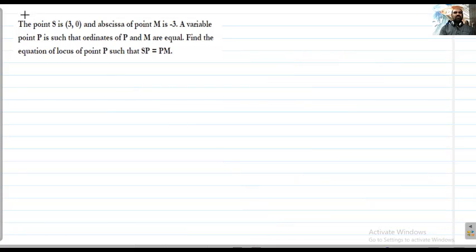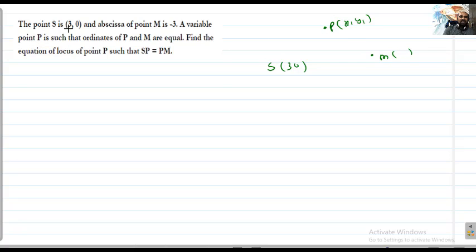Next, fourth problem. The point S is (3, 0) and abscissa of M is minus 3. A variable point P is such that the ordinate of P and M are equal. Find the equation of locus of P such that SP equal to PM. Okay students, here S is given as (3, 0). Somewhere M is there, we don't know what the coordinates are. Somewhere P is there, whose coordinates are taken as (x1, y1).